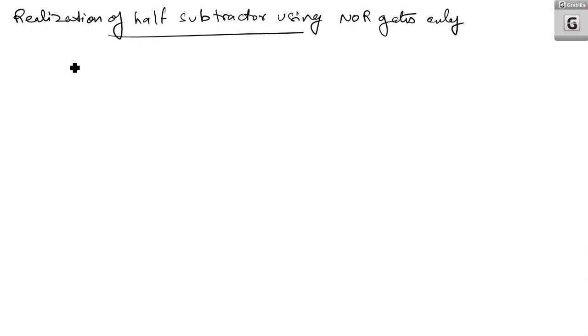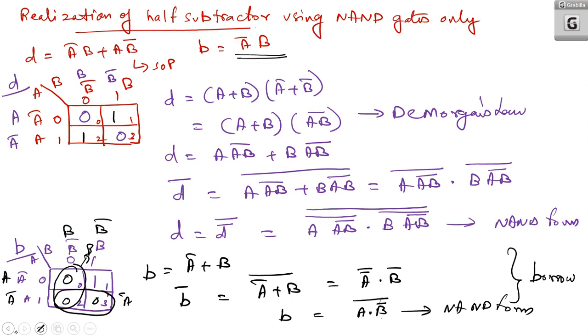Okay. So what is the difference? The difference is A bar B or A B bar, and borrow is what you are getting as A bar B, right? Borrow is what? Yeah, borrow is A bar B.